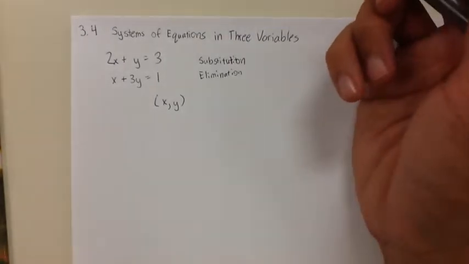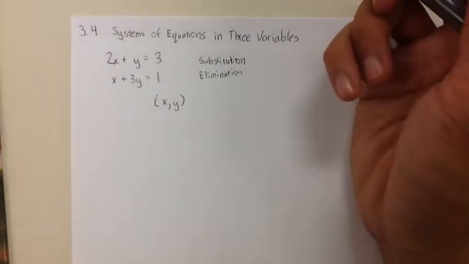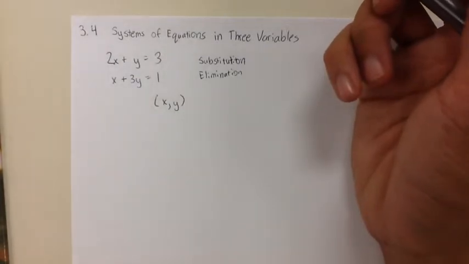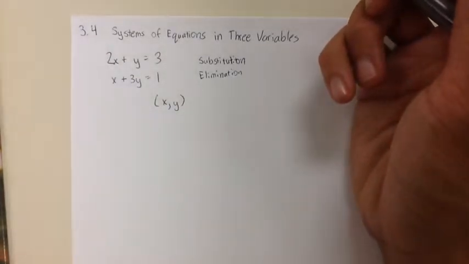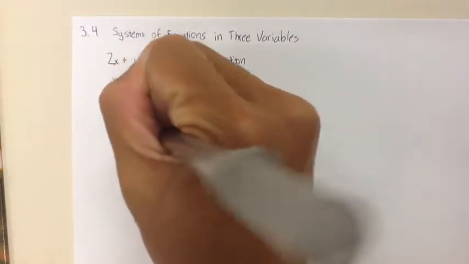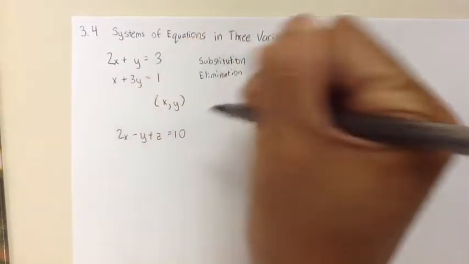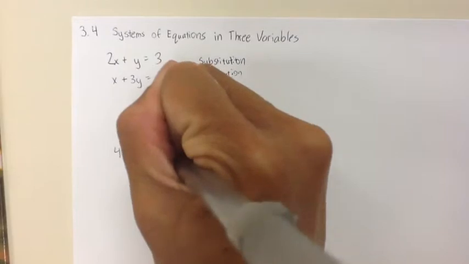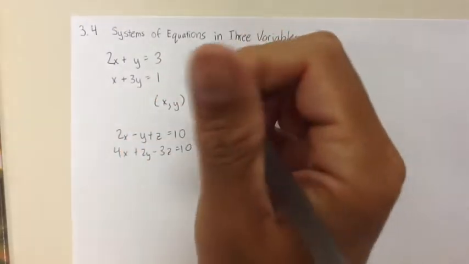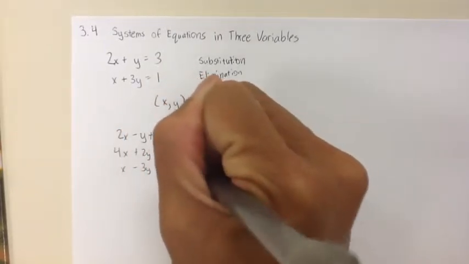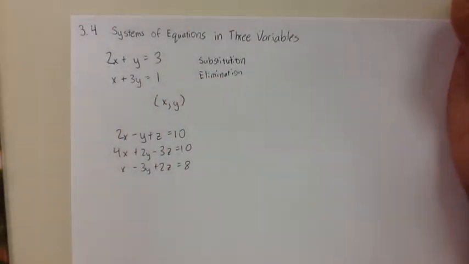With 3 variables, just like for 2 variables, you need as many equations as variables. You actually need 3 equations for a system of equations with 3 variables. So let's start off with an example. If you have 2x minus y plus z equals 10, 4x plus 2y minus 3z equals 10, and x minus 3y plus 2z equals 8. Well, I'm so confused. Where do you even start?